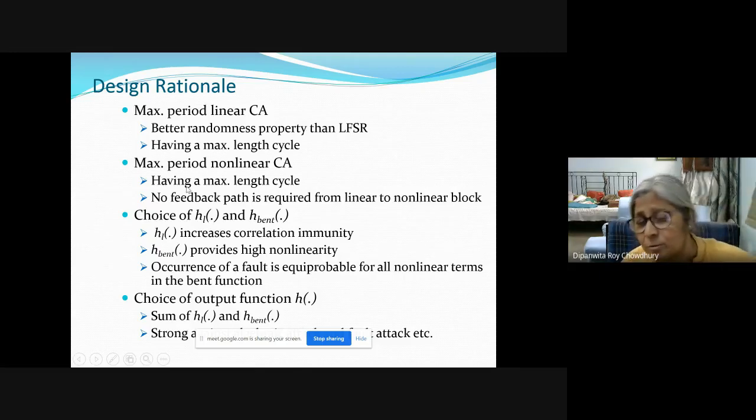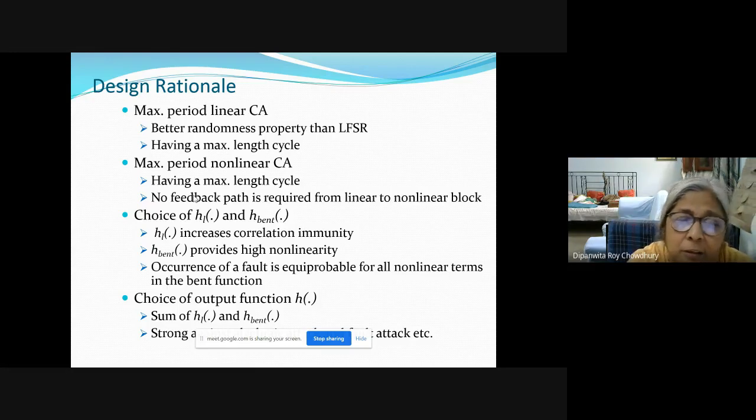I'll show how to inject, and not only that maximum period NHCA is sufficient, but how we are getting that maximum period nonlinear CA. That means the different types of nonlinear CA have an effect on the attacks, which I'll be showing. That means not all maximum period NHCA can prevent the MS attack. This is one very nice observation we have got. I'll be showing it.